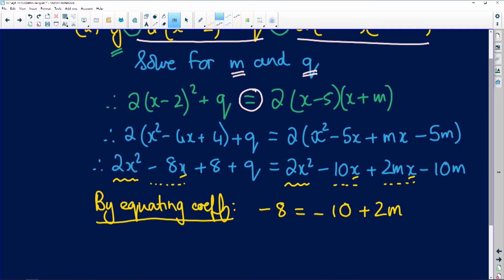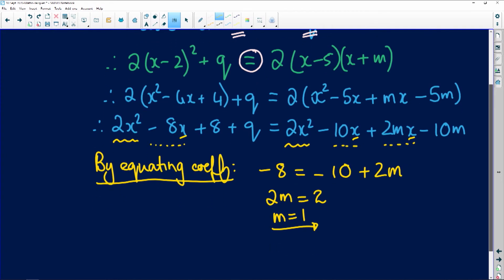That gives us a lot to think about. Okay, let's try and solve this. The 10 goes to the left. I have 2m, which is equal to minus 8 plus 10, which is 2 in this case. So m is indeed 1.